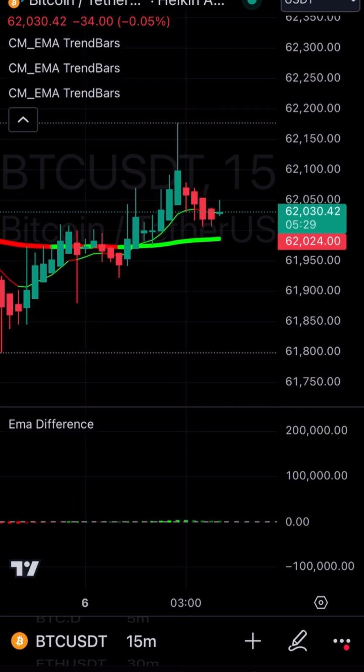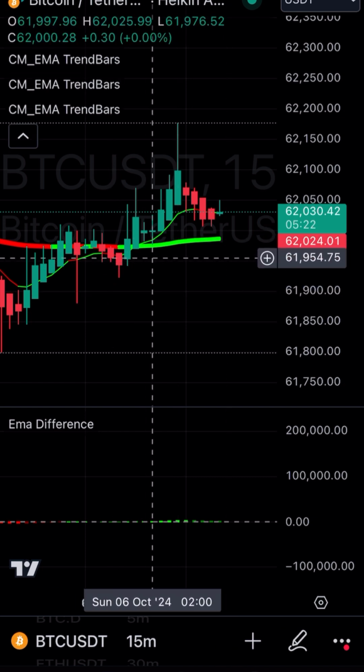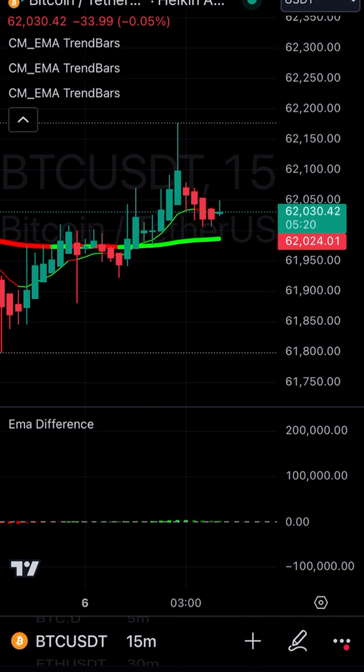You go to your 15-minute and focus on all the moments. We've identified that the trend is going up, so you want to identify all the times the 9 crosses the 90 and 95. You could do this on the 15-minute, and me personally, I'll do 15 minutes. That's the lowest I'll do.